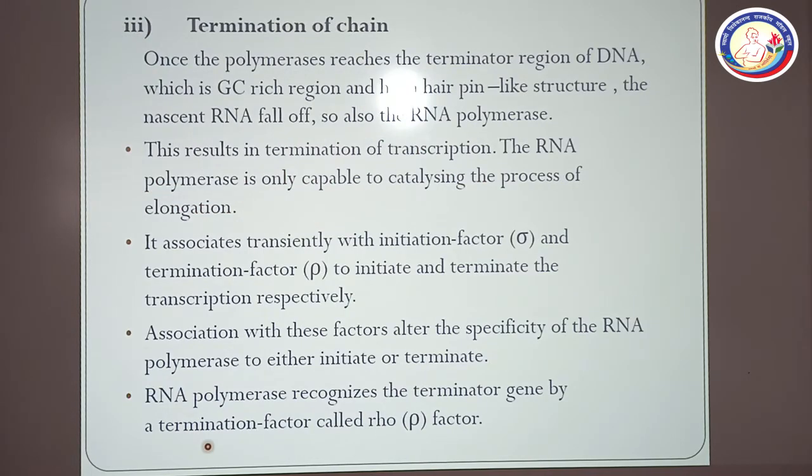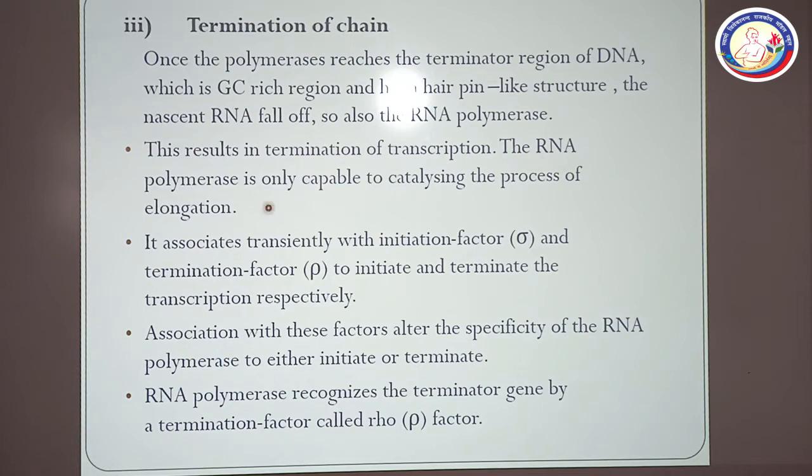In the termination of the gene, once the polymerase reaches the terminator region of DNA, which is a GC rich region, meaning it contains guanine and cytosine, and has a hairpin like structure, the nascent RNA falls off. The RNA polymerase also falls off. So RNA and RNA polymerase will be removed from there. This results in termination of transcription.